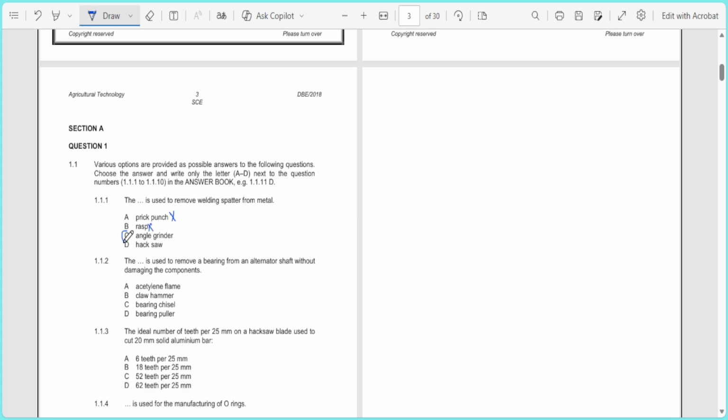C is the answer, an angle grinder. But why an angle grinder though? Welding spatter is the small material that hardened after the welding process. An angle grinder with a grinding disc is perfect for the job, for smoothing the surface post welding. So for 1.1.1, the correct answer is C.